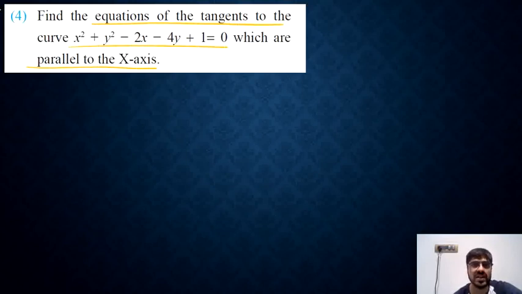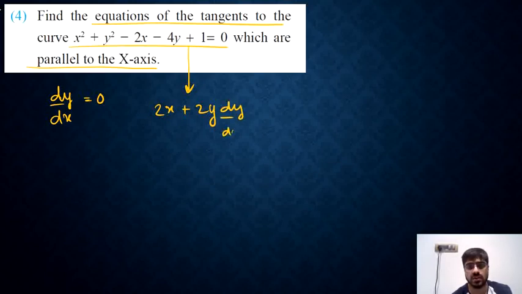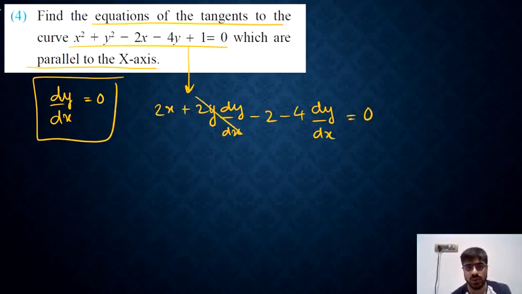See, parallel to x-axis means the slope of the tangent will be 0. So slope of tangent means dy by dx will be equal to 0. So for this curve, let's try to find the derivative. So we will have 2x plus 2y dy by dx minus 2 minus 4 dy by dx equal to 0. And like we just discussed, we have to put dy by dx as 0. So this term goes off. Even this term goes away, and we are left with 2x minus 2 equal to 0. So the value of x will be equal to 1.